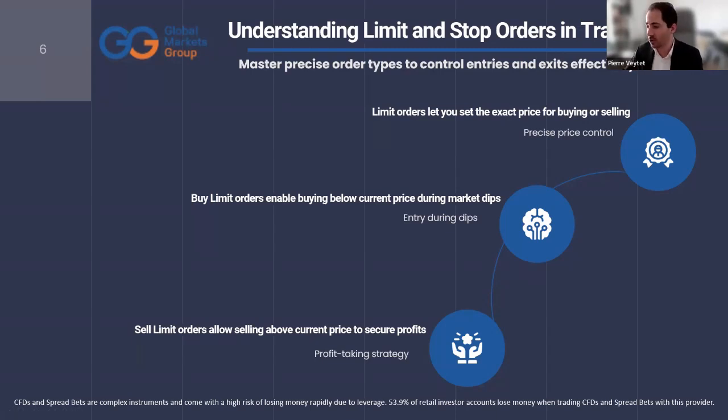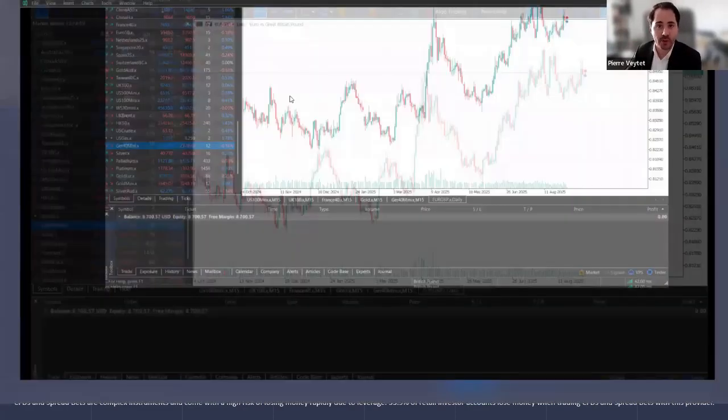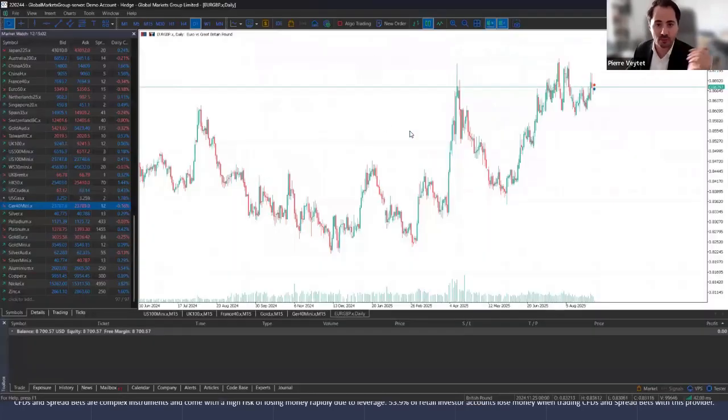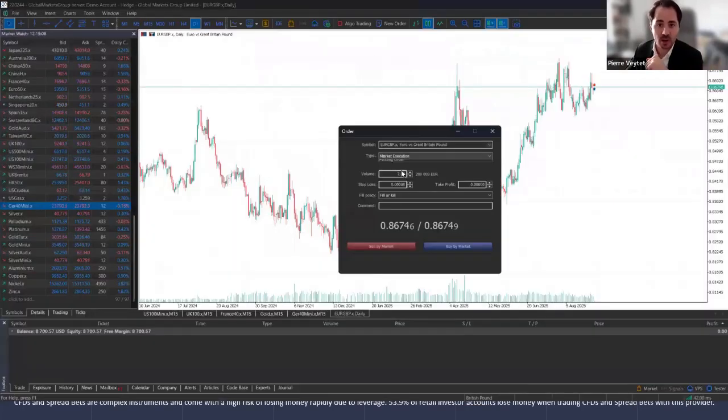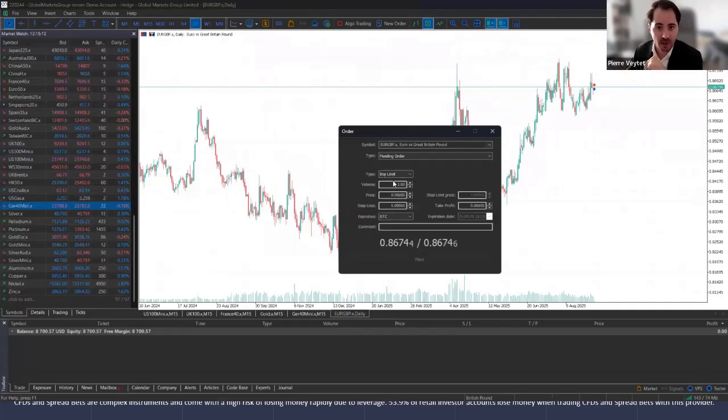So now let me show it to you on MT5. You have two options to do it. The most traditional one is new order. You get the order mask right here. You click on pending order in the drop-down menu here, and then you select either buy limit or sell limit. Remember, for buy limits, the execution price sits below. It's basically a strategy to buy the dip. So let me show you an example.